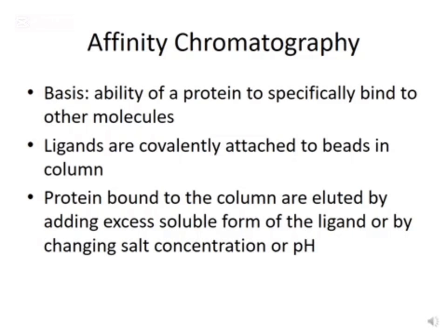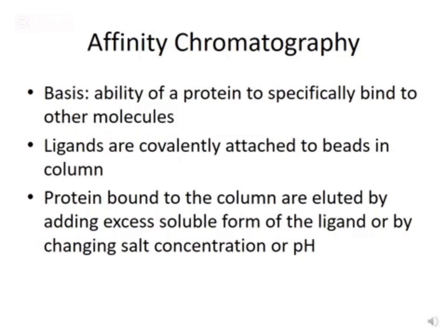The last type of chromatography we're going to discuss is affinity chromatography, which is based on the ability of a protein to specifically bind to another molecule or another protein. We define molecules that bind to the protein by the term ligands. These ligands are covalently bound or attached to the beads in the column instead of adding a positive or negative group, as we mentioned in ion exchange chromatography. In this case, only one protein binds to the column, which is the protein specific to the antibody or ligand that's bound to the beads.